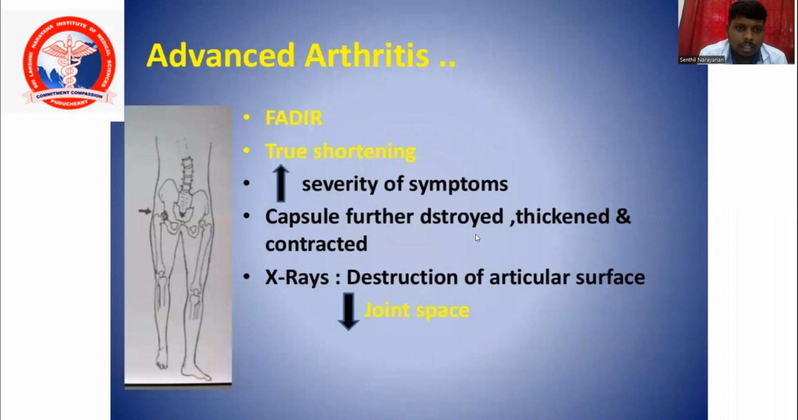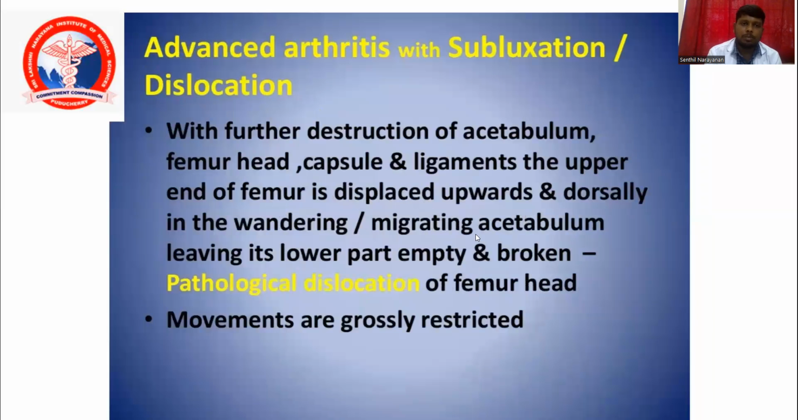In advanced arthritis, there is flexion, adduction, and internal rotation due to severe muscle spasm, and there will be true shortening. With the severity of the symptoms, the capsule is further destroyed, thickened, and contracted. True shortening occurs due to the destroyed articular margins of the femoral head and acetabulum. On X-ray you can see destruction of the articular surface and a reduction in joint space.